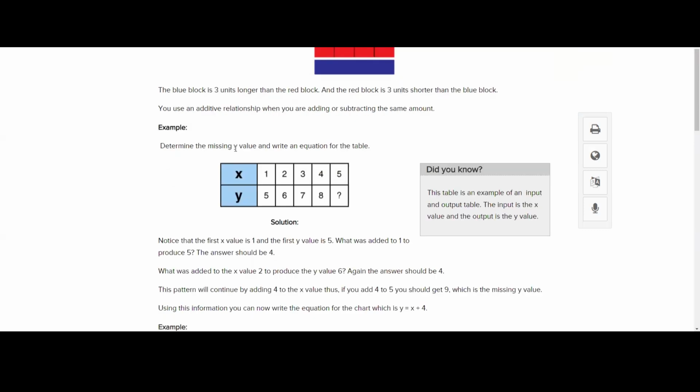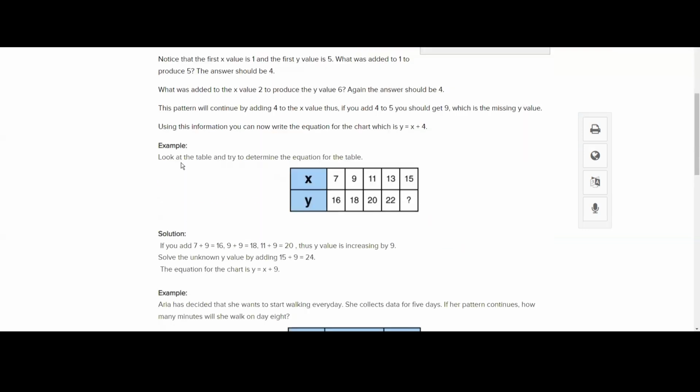Okay. Determine the missing y value and write an equation for the table. So 1 plus 4 is 5, 2 plus 4 is 6, 3 plus 4 is 7, 4 plus 4 is 8, and 5 plus 4 should be 9. So the missing value here should be 9. And the equation should be x plus 4. Whatever x is, just add 4, okay? Look at the table and try to determine the equation.